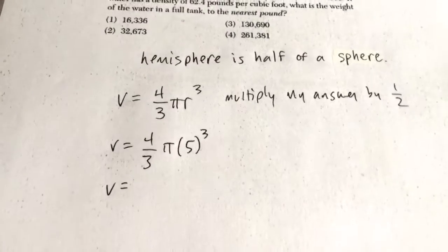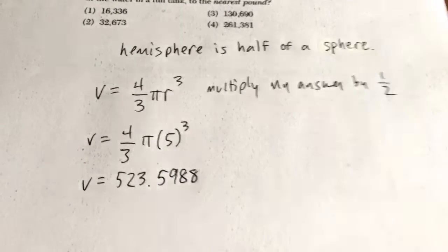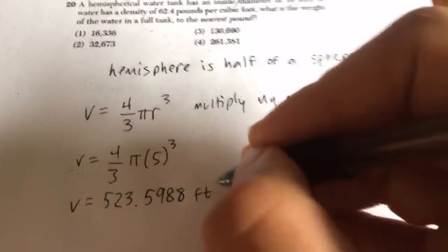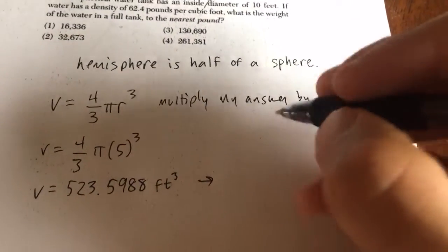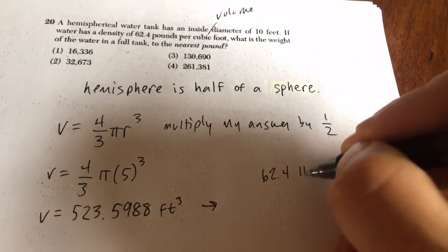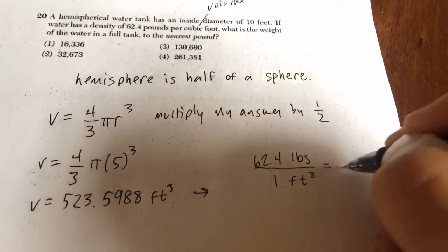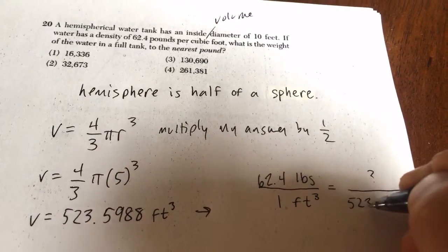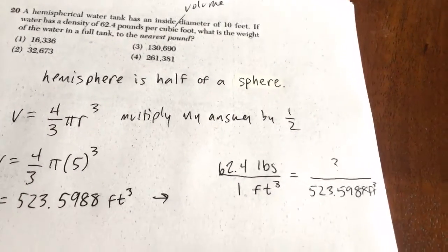I'm going to use my calculator to get an answer on that. To not skew my answer, I rounded to 4 decimal places. So here I get 523.5988 cubic feet. Now I know that water has a density of 62.4 pounds per 1 cubic foot. Well, I want to know the weight of the water tank of 523.5988 cubic feet.